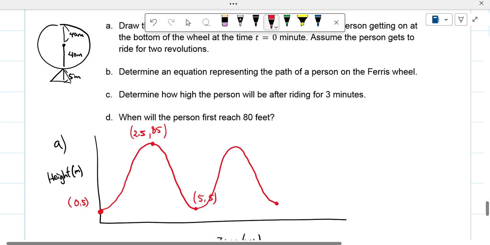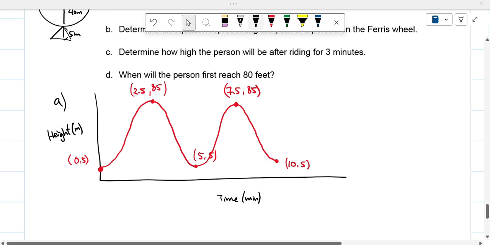So it's going to hold graph like that. And if I plot these 2 points as well, it'll be probably 7.5 comma 85, and then 10 comma 5. So it probably takes 10 minutes in total to complete 2 revolutions. Right, so I have the graph myself. Now let's find an equation of it.